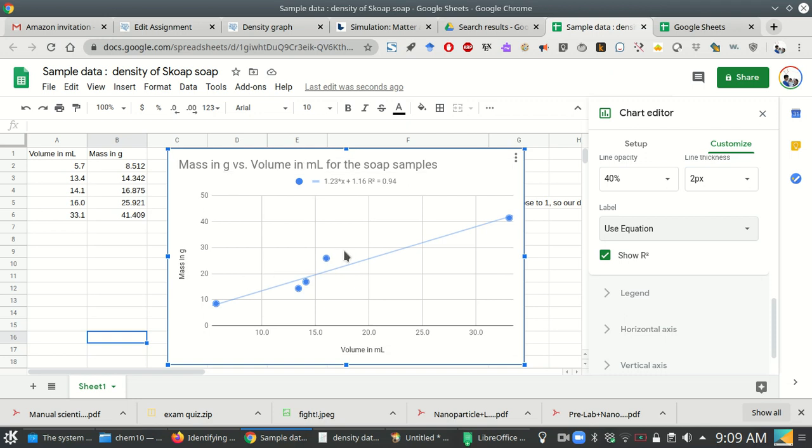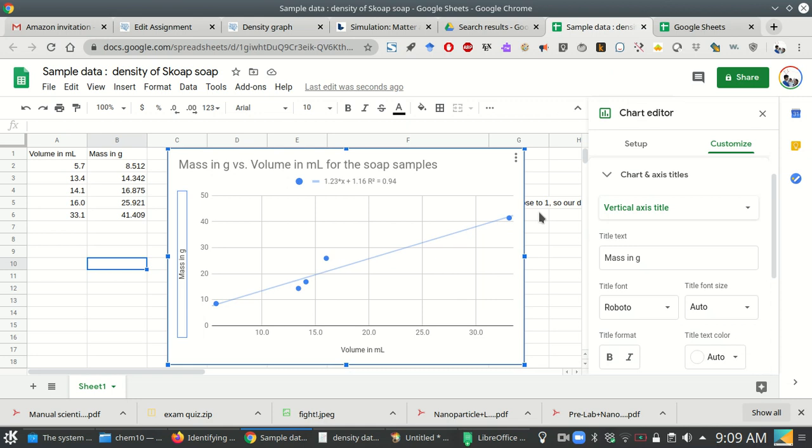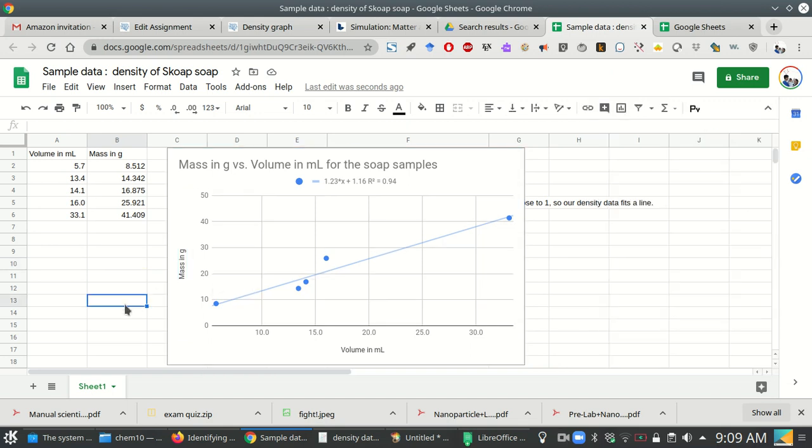The line is there, and that's all I need. Now, if the title doesn't show up automatically for the horizontal and vertical axes, you can go to the chart editor, customize, and look for the vertical axis title, and you can change that. You can put something in there. Or the horizontal axis title, you can change that. You can type something in there. Okay? All right, now, how are you going to get these volumes?